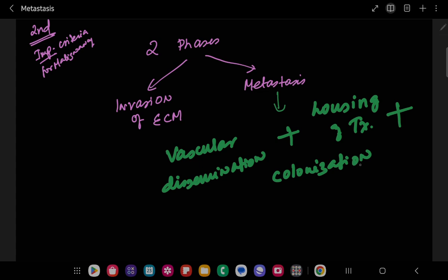So this is very important. It's divided into two phases. First is the invasion of the extracellular matrix, and second is the metastasis. Metastasis includes the vascular dissemination and the homing of the tumor cells along with the colonization, right?